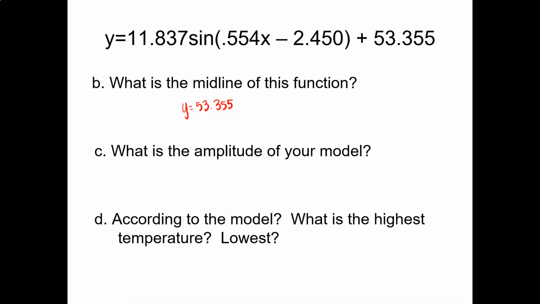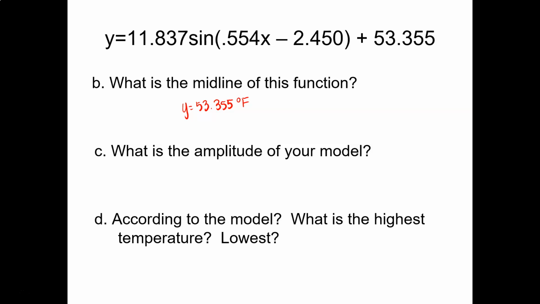Okay, what units would we use for that? It's 53.355. Is it in months or temperature? What'd you say? Fahrenheit, degrees Fahrenheit. And so that is our average temperature in Seattle for the whole year, right? The overall average.